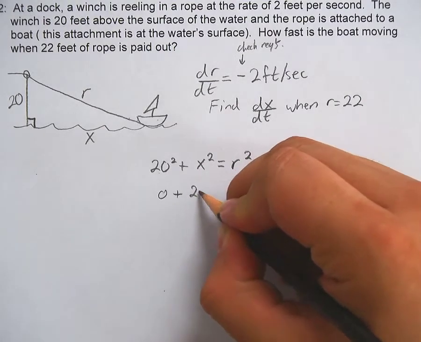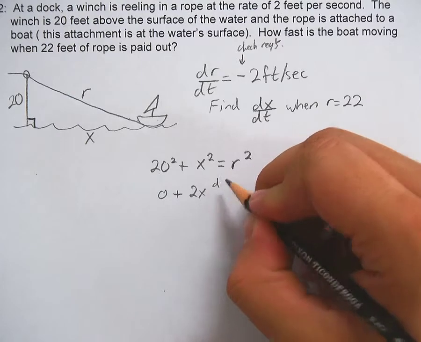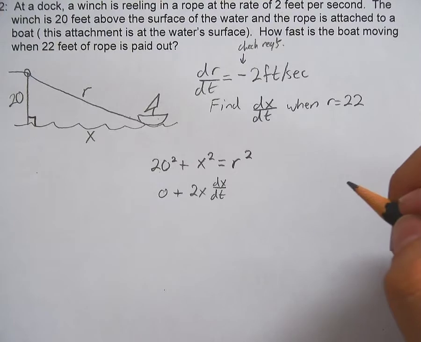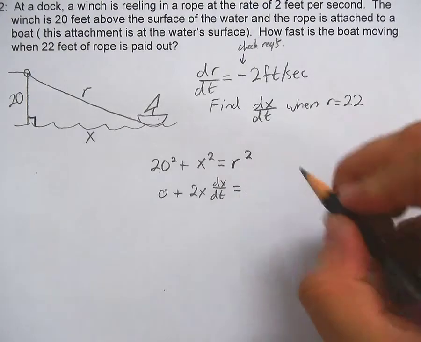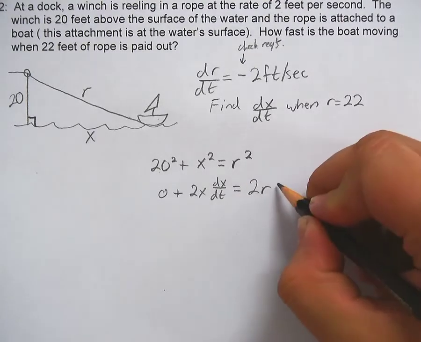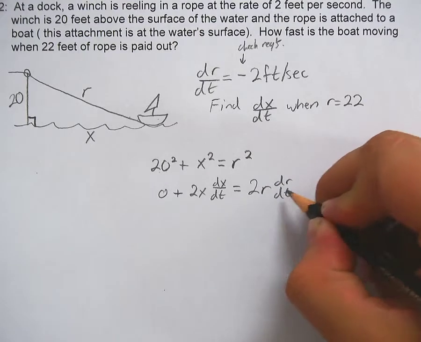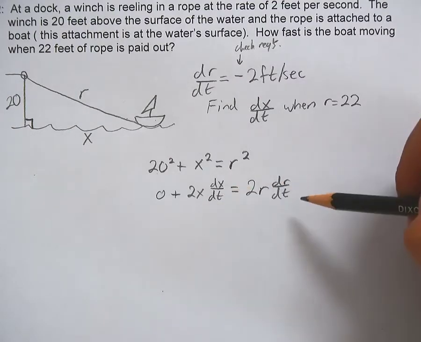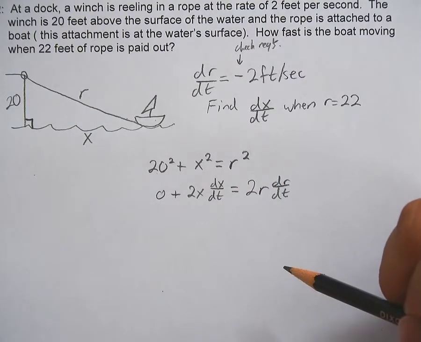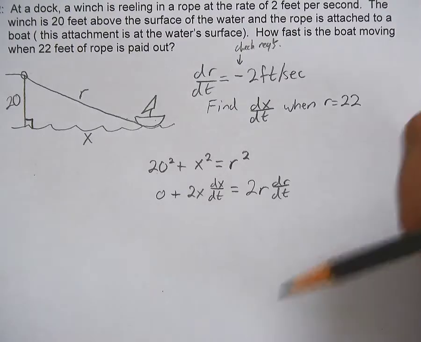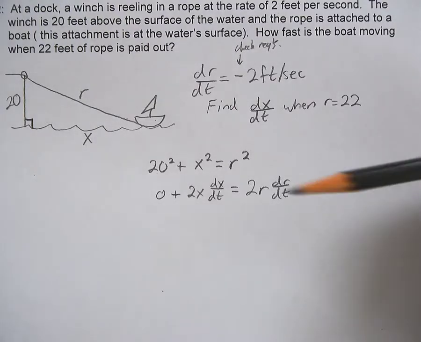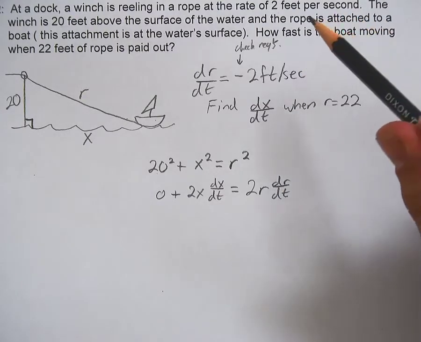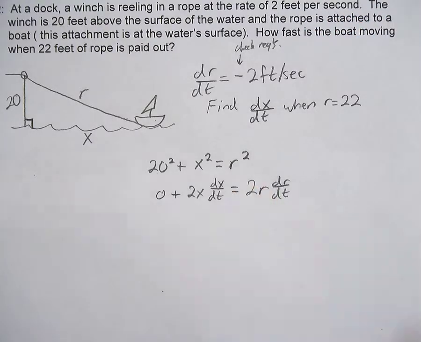This is going to be 2x dx/dt, and that is going to be equal to 2r dr/dt. I took the derivative of x and r with respect to time. This goes back to what we were talking about in class about always being with respect to time here. If you're given a rate that is in time, feet per second, you're taking the number of feet with respect to how many seconds with time.